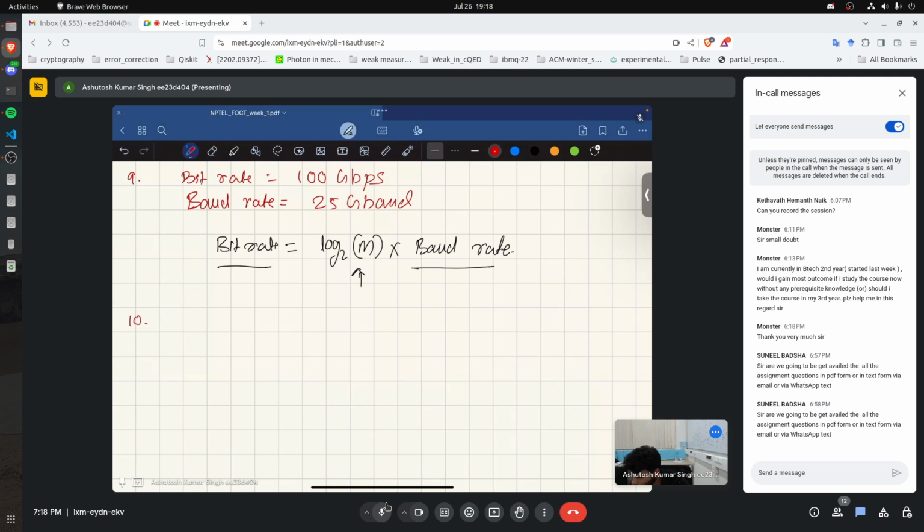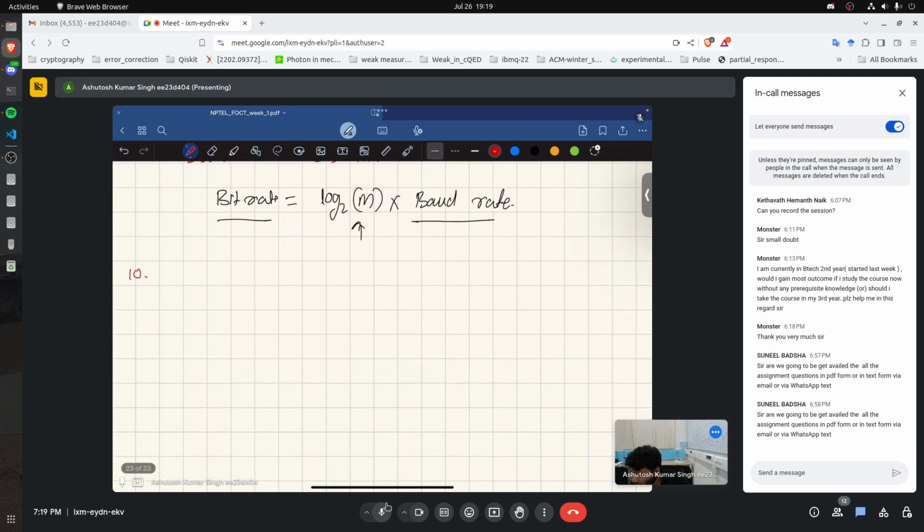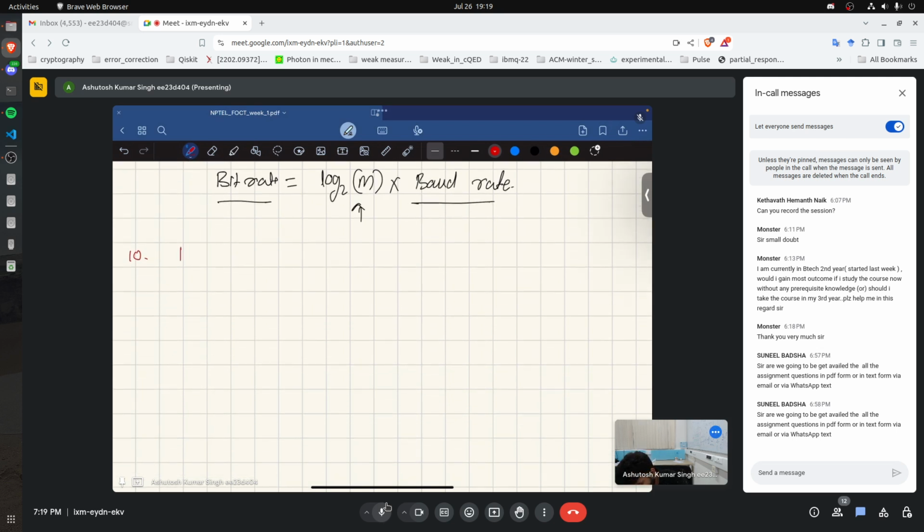which is with the power from a transmitter is 10 milliwatts. Power is 10 milliwatts. Distance is 100 kilometers with an attenuation rate of 0.2 dB per kilometer. Now, attenuation rate is the loss that is there in the fiber.